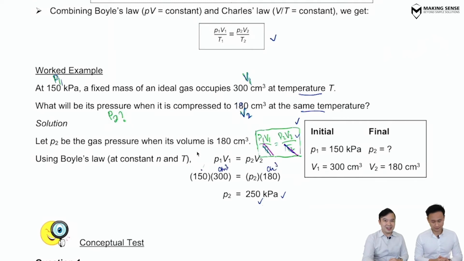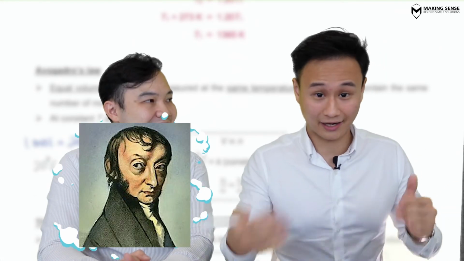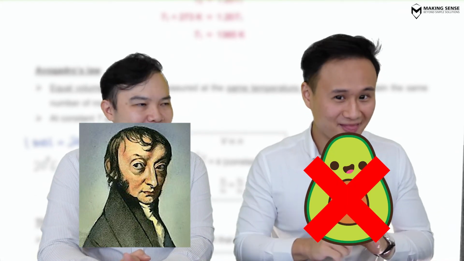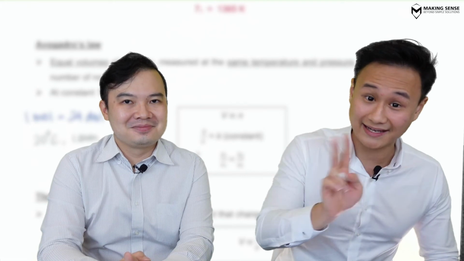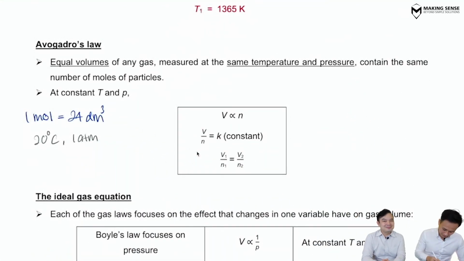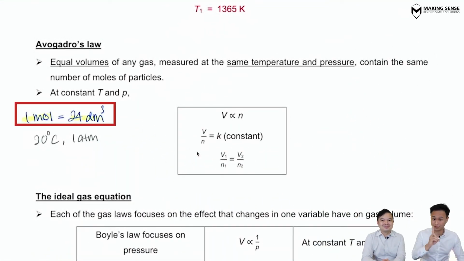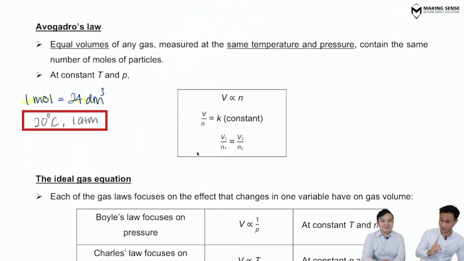Makes sense. Okay? The next law that I'm going to talk to you guys about is Avogadro's law. Okay. Now we learned a little bit of this in mole concept stoichiometry in Sec 4 as well. We learned this, right? 1 mole of any gas, I don't care about the identity, 1 mole of any gas occupies 24 dm cube, but at a fixed room temperature, at a fixed set of conditions, right? Okay. And the conditions were room temperature and pressure, 20 degrees Celsius and 1 atm.